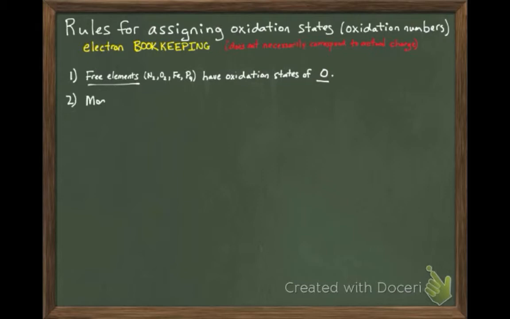2, monatomic ions, for instance, Na+, calcium 2+, iron 3+, and O2-. These monatomic ions have oxidation states which are equal to their charges.